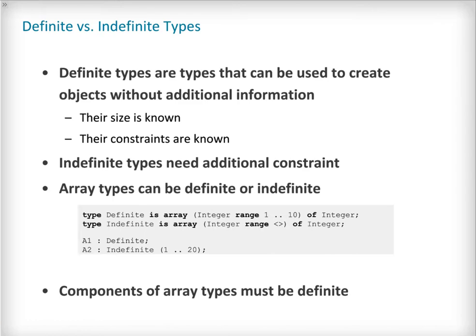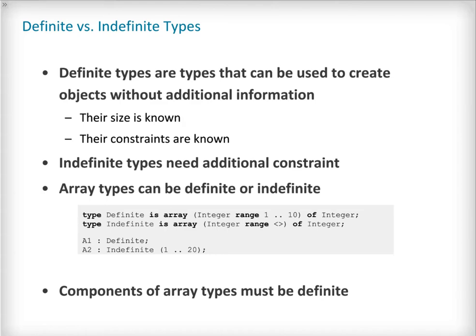Regarding the components of the array, what is important to understand is that these components have to be a definite type. That means that we know the size of the object that is going to be put in the array. It's quite different from languages such as Java, where everything is a reference and you can have any type as a component of the array. In Ada, you will need to make sure that the size of the type is known at compile time, otherwise the compiler will refuse to compile the type.